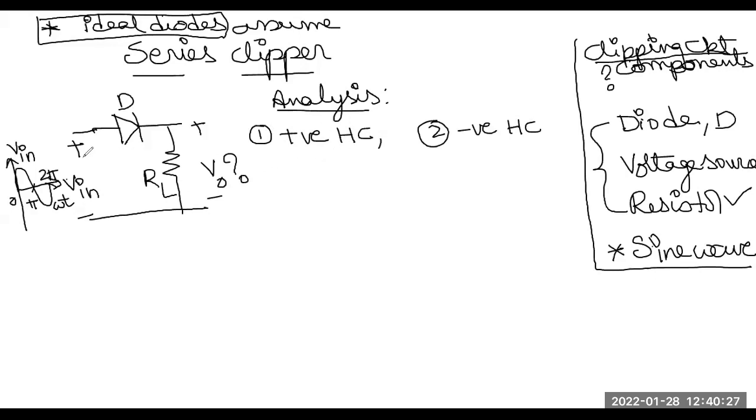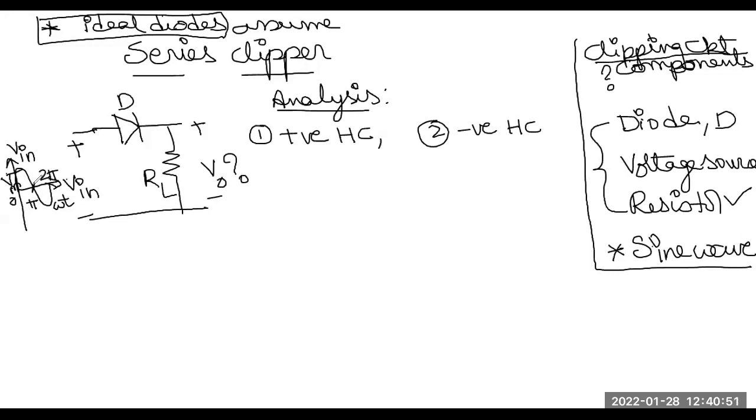What do I mean by the positive half cycle? For example, it starts from 0 and goes to the maximum value. What is the maximum value it is going to? Anyone? Vm. Yes, it is Vm. That is what we usually assume, right? So this is Vm, a positive value.